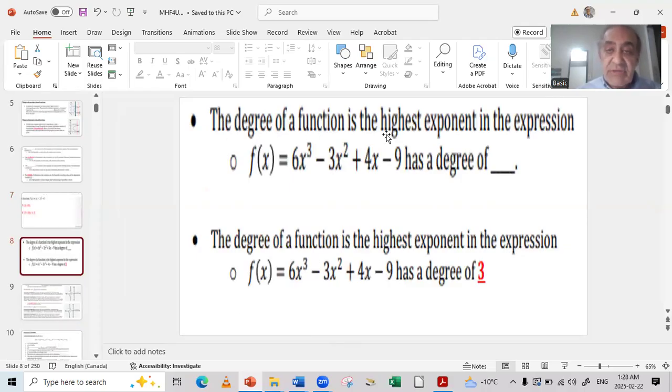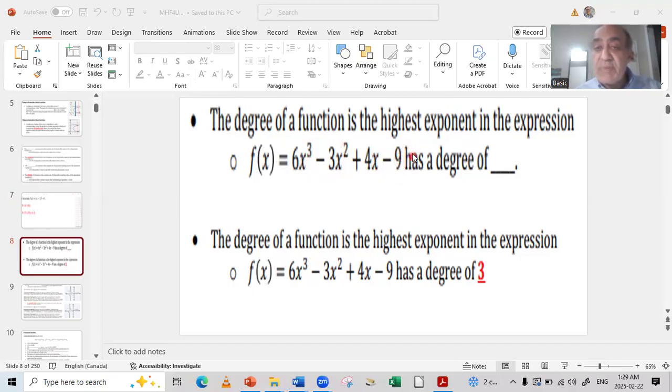So the degree of a function, like what you can see in front of you here, let me just use another pen, a red pen, so that you can see it properly. The degree of a function is the highest exponent. So what is the highest exponent here? What is the highest power? Forget about the word exponent. What is the highest power here? Power 3, or power 2, or power 1, or this 9x power 0?